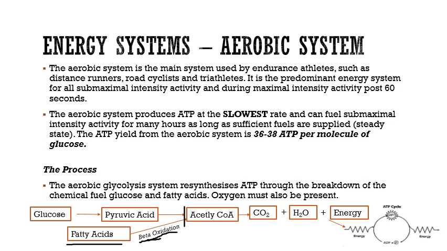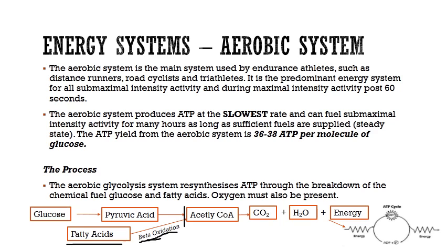You might also remember, by breaking down the fatty acid compared to the glucose, we will produce a lot more ATP, but it will also require a lot more oxygen and will also take a lot longer. So, summary, fuel source is glucose and could also be fatty acids, but glucose is preferred energy source. Yield of ATP is 36 to 38 molecules of ATP per molecule of glucose, so a high yield.